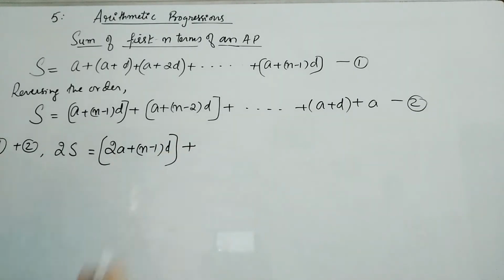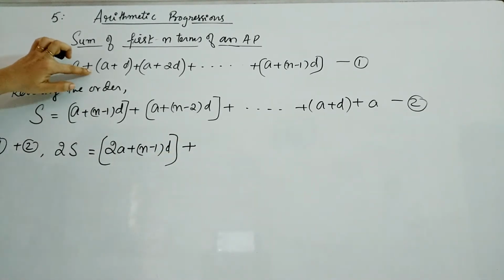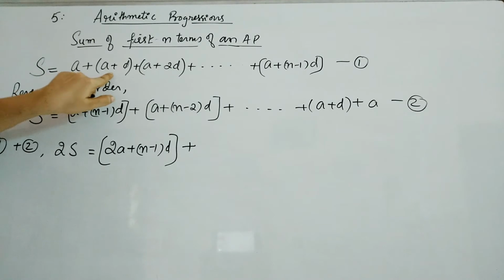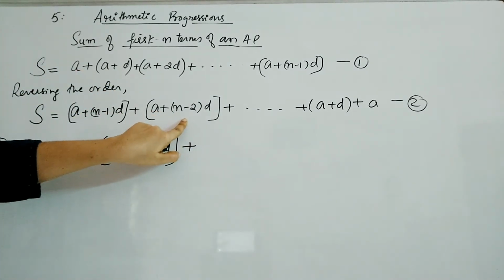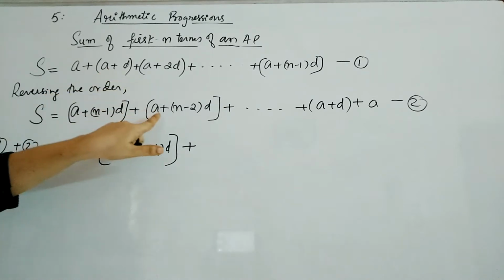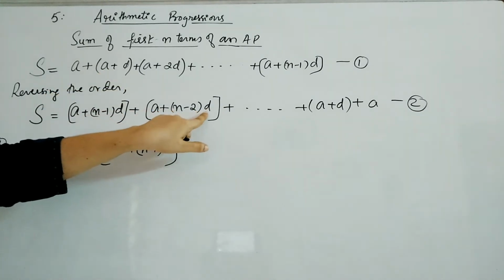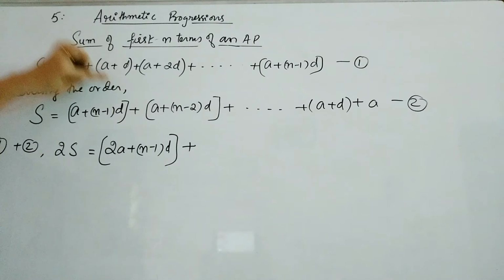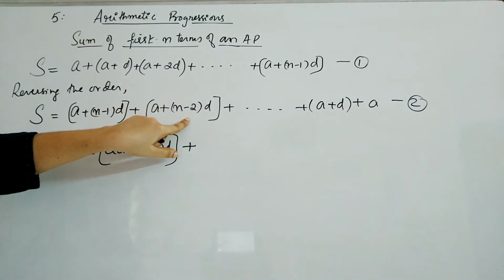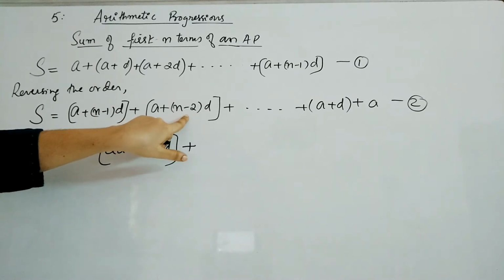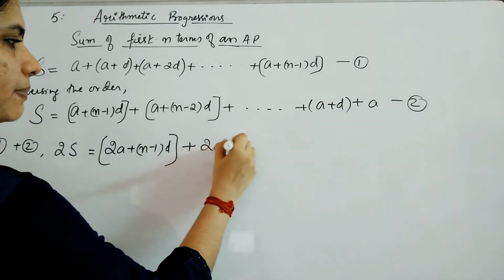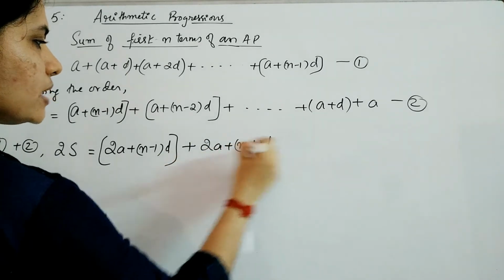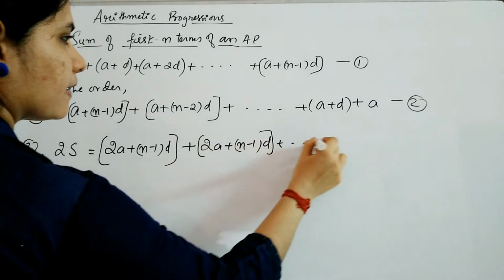Now what will be the second term, by adding the corresponding second terms? This is the second term of the first equation, and this is the second term of the second equation. So you get A plus D plus A plus n minus 2 into D. A plus A becomes 2A, and this is 1D, this is n minus 2 into D. So n minus 2 plus 1 gives you n minus 1 into D. So you will again have 2A plus n minus 1 into D, plus etc.